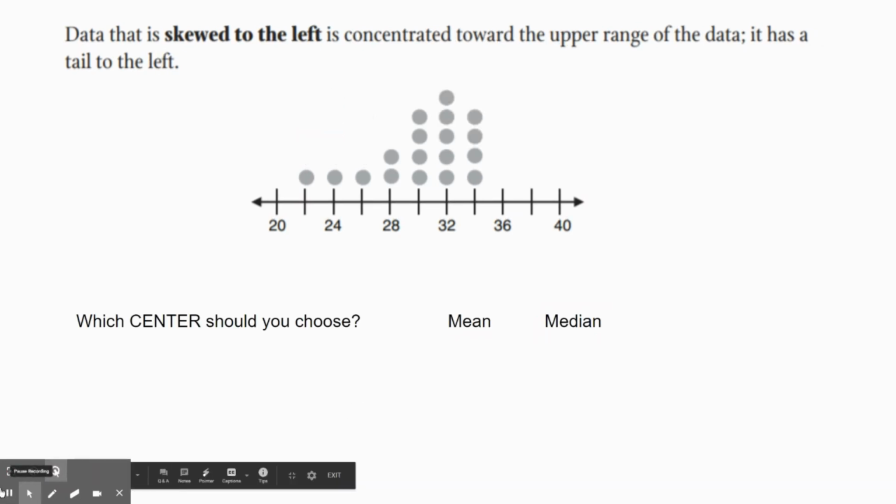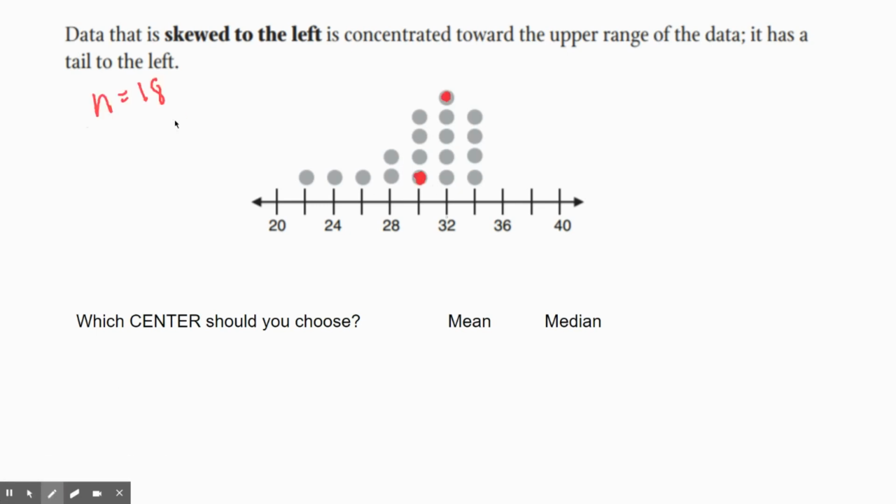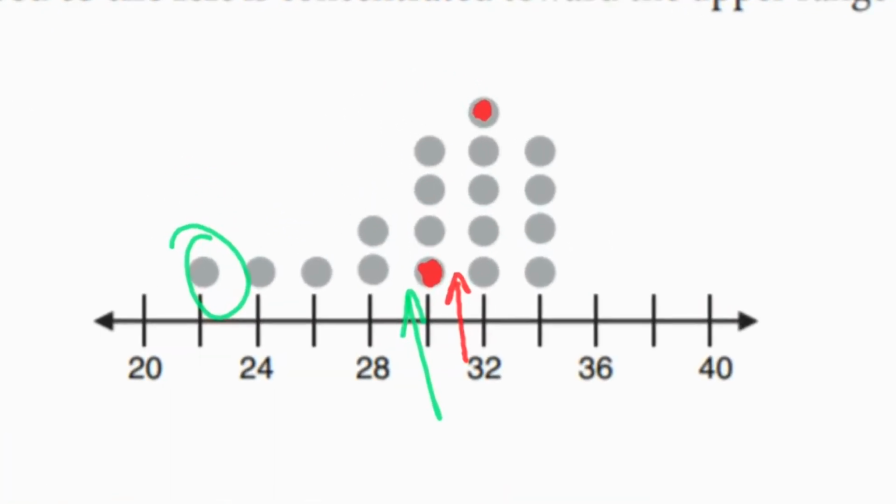And this distribution is skewed to the left. Again, which measure of center should you use? You should use the median. This particular data set has 18 values, so that means that the 9th and the 10th value will get averaged. So as you can see, the median will be here. However, the mean, because of these lower values, will more likely be to the left, and it will not be a typical value in your data set.